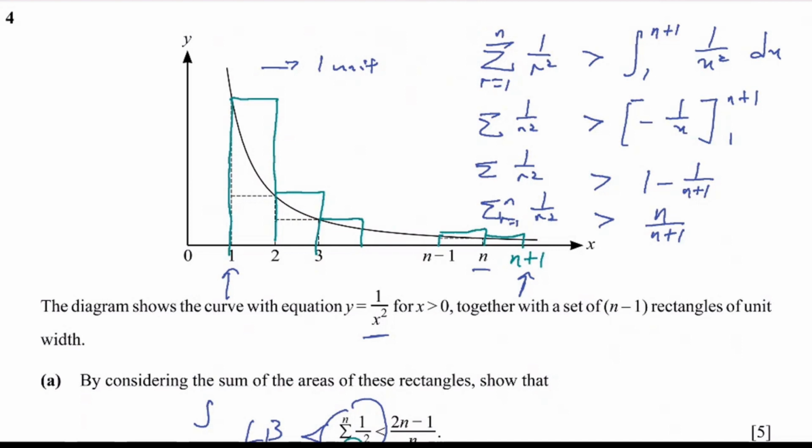So this is a more common method, so that you won't get confused when you do two different types of questions. Before this is to approximate the area. So you have the integral in the middle and you have the lower bound and the upper bound. So the lower bound and the upper bound here are actually the area of the rectangles.